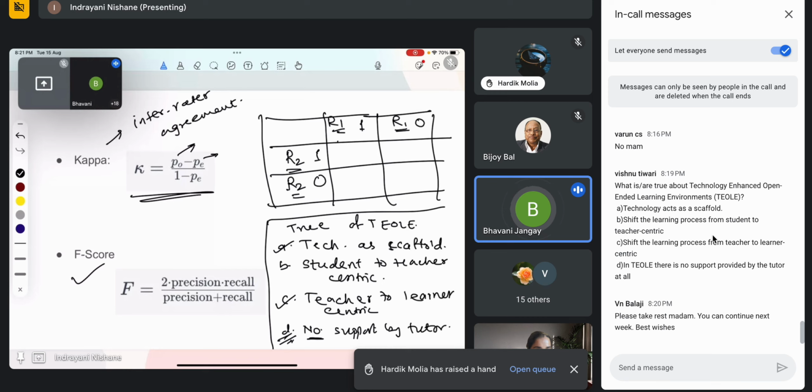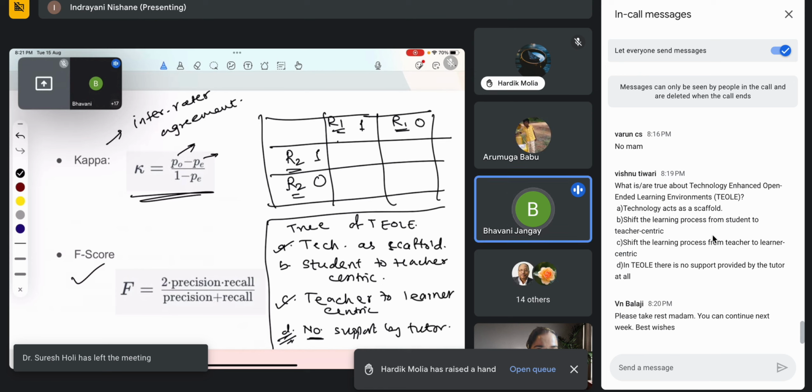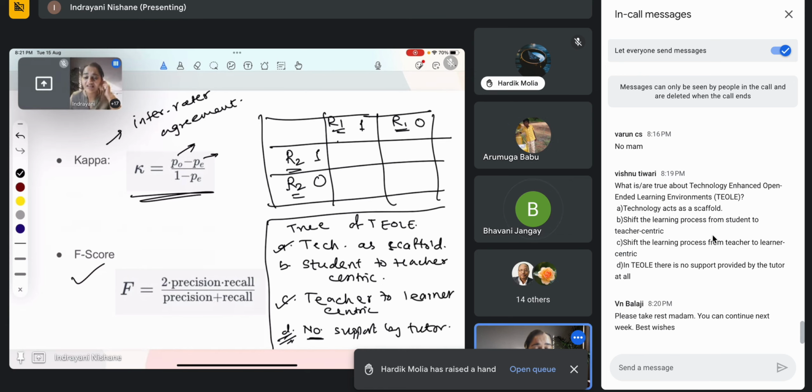Ma'am, I think Vishnuji posted option D in the chat. It says in TEOLE there is no support provided by the tutor at all. The words "at all" make it wrong, ma'am. Yes, that makes it wrong. As I said, it is not black and white. Also, when sir was delivering the lecture, he said that whenever support is necessary, the tutor will provide it.